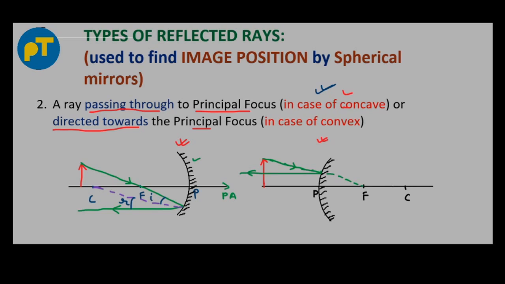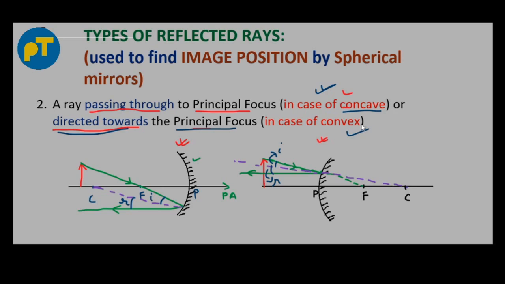Even then we can still draw the imaginary line joining the center of curvature and the point of incidence, which is the normal. Then we will have here the angle of incidence, and here the angle of reflection. Alright, this is what we get in the second case: passing through the principal focus in case of concave, and the ray directed towards the principal focus in case of convex mirror.